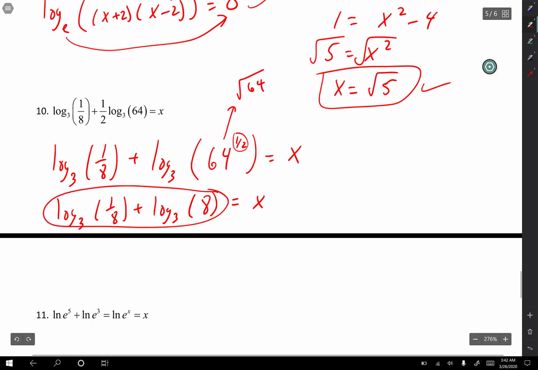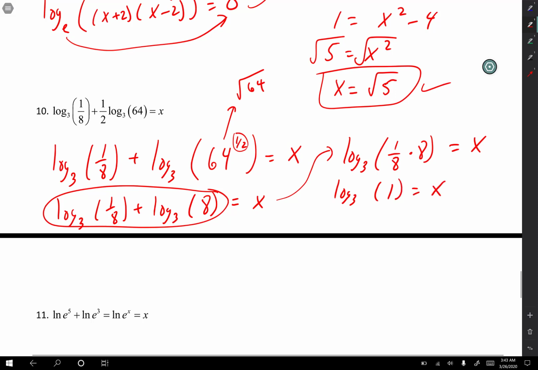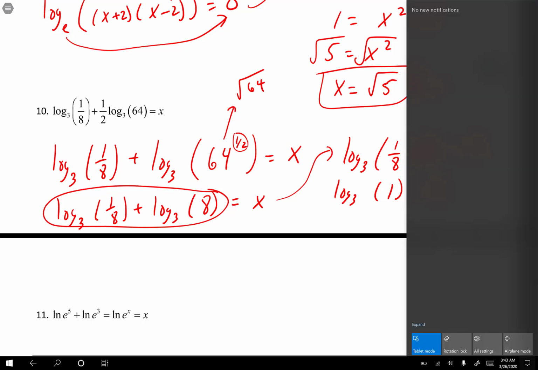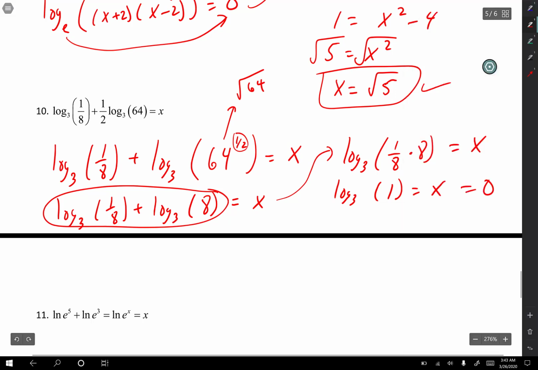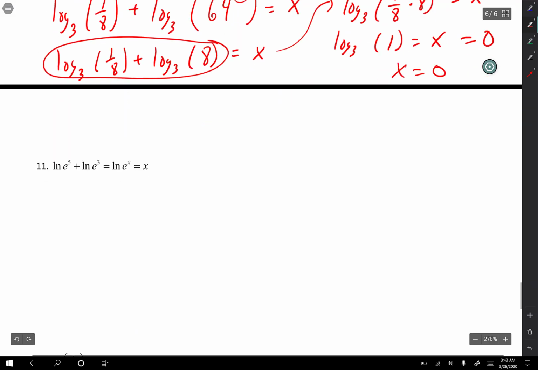All right, so let's see what this is right here. So continuing, I have a plus there, so that means I can multiply them. Log base 3 of 1/8 times 8 equals x. So then that turns to log base 3 of 1 equals x. And log, who cares what the base is? If it's 1, it's always equal to 0. So x equals 0. Very good, guys. Let's keep going.